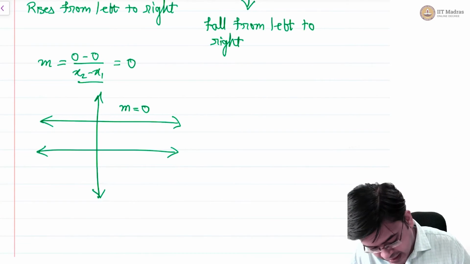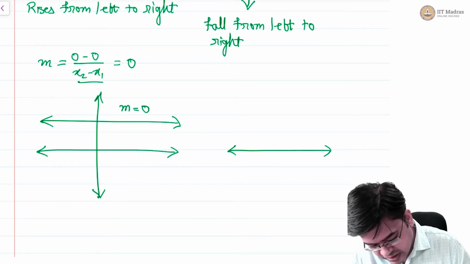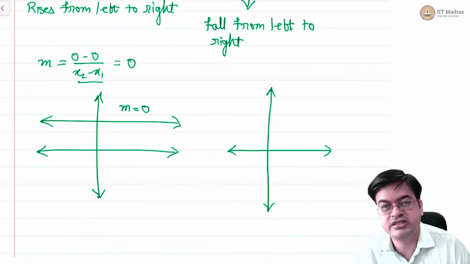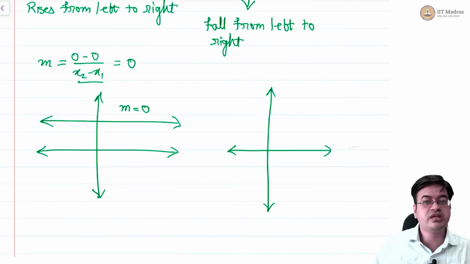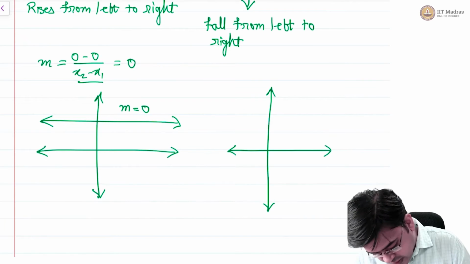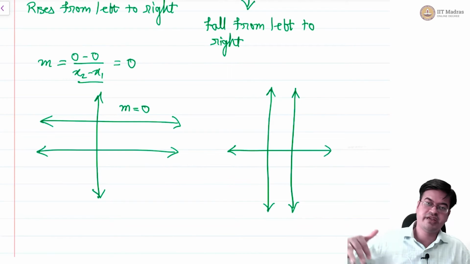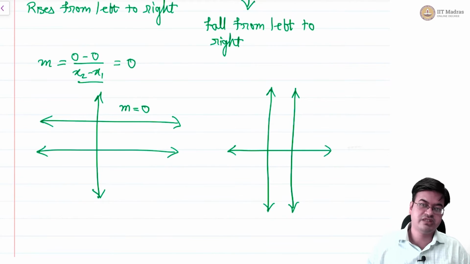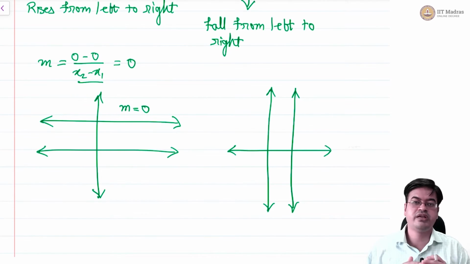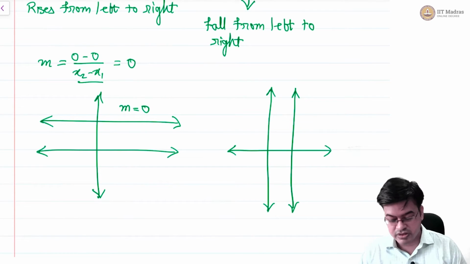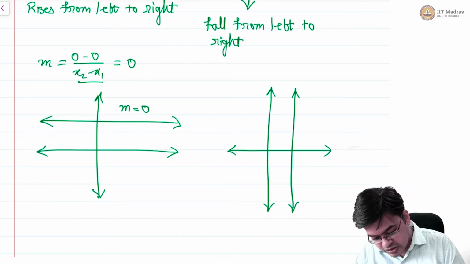Now look at the vertical line. In a vertical line you can easily see that there is an infinite change in y direction without any change in x direction. If you look at any vertical line for that matter, there is an infinite change in y direction without having any change in x direction. So the concept of slope is defined only when x1 is not equal to x2. Here x1 is always going to be equal to x2 if you are looking at a vertical line. So for this, m is undefined.